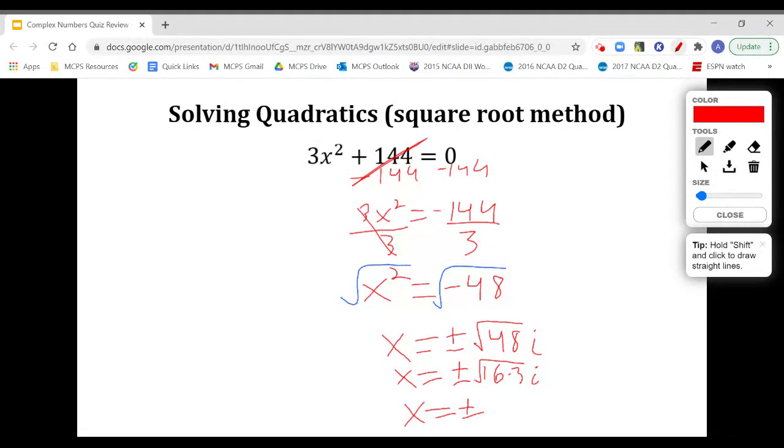And then again, I'm taking the square root of 16 and the square root of 3 separately. The square root of 16 is 4. The square root of 3 cannot be simplified, so I just write it as root 3 still. And the i comes along for the ride. This gives me my final answer of x is equal to plus or minus 4 times the square root of 3i.